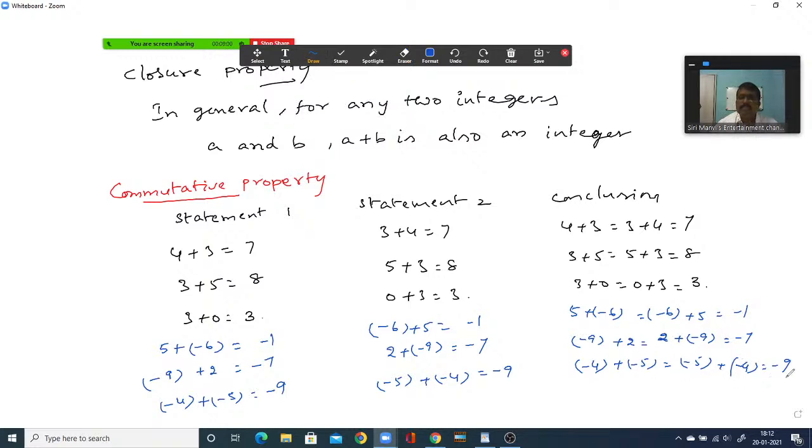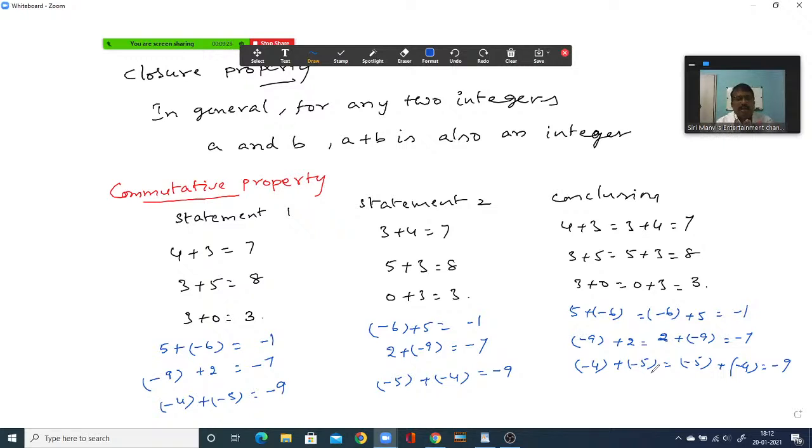So minus 5 plus minus 4 is equal to minus 9. Did you find any pair of integers for which the sum is different when the order is changed? Here we took 2 pairs of integers. Did you find any pair for which the sum is different when the order is changed?